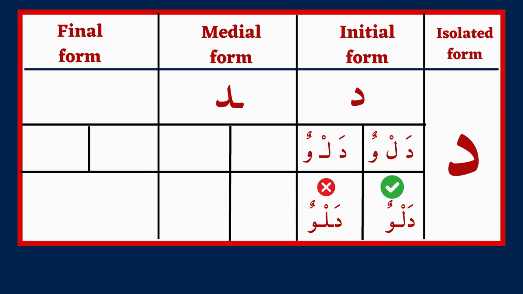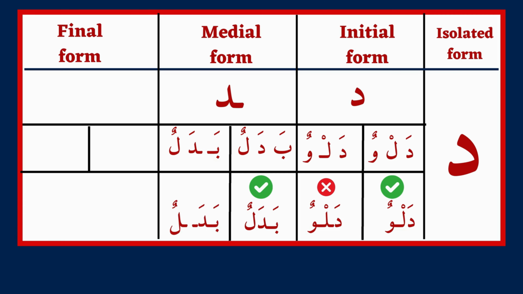Dal in medial form. When dal follows a letter that allows joining from both sides, this is how we join the letters. Otherwise, it maintains its isolated form. The correct result is illustrated here, while the incorrect one is depicted here.